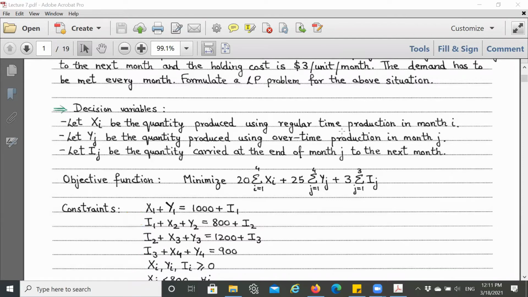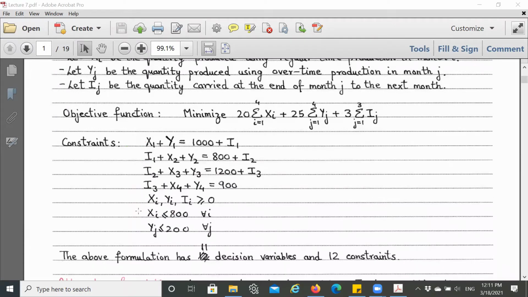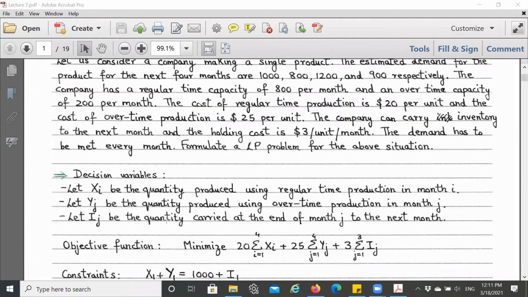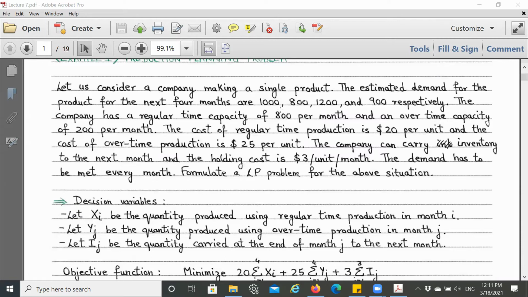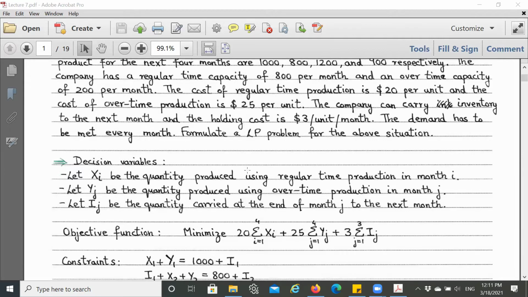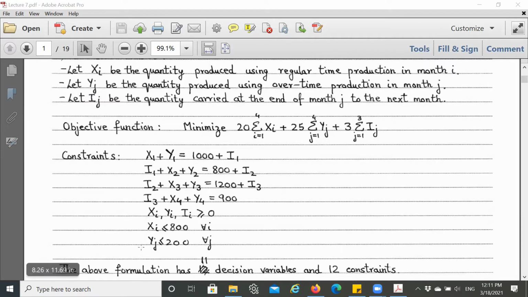Okay, so with that said, the other thing that you have to keep in mind is this constraint, which is the capacity in number of hours per month. Per month, I can only produce 800 of those units in regular time and 200 of those units in overtime. So this is another constraint that you have to consider over here. These two constraints hold for all I's from 1 to 4, and this J is for all J's from 1 to 4.